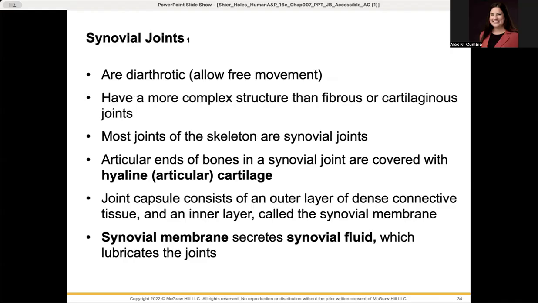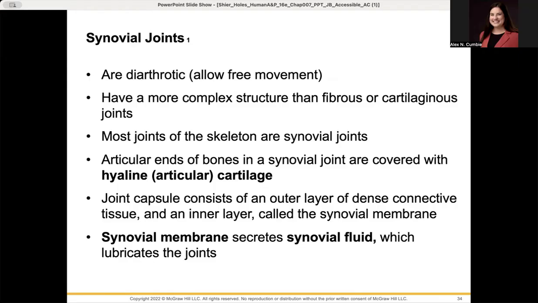The last type of joint are synovial joints. Those are the ones that we typically think about when we think of arthritis, right? Joint pain is that pain in those synovial joints. All synovial joints are diarthrotic. They allow free movement. And we are going to learn some types of movement associated with that, which will be the main point of this joint chapter.